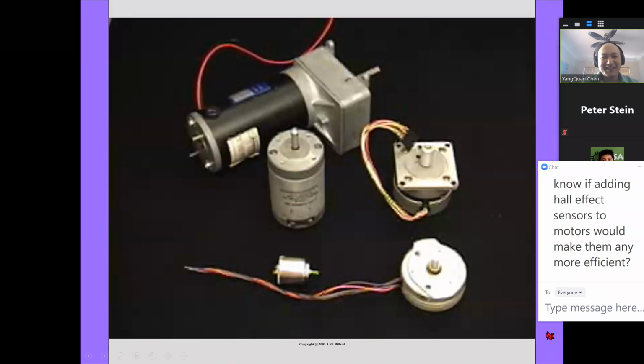So it's cool, right? This is an electromagnetic. So let's continue.